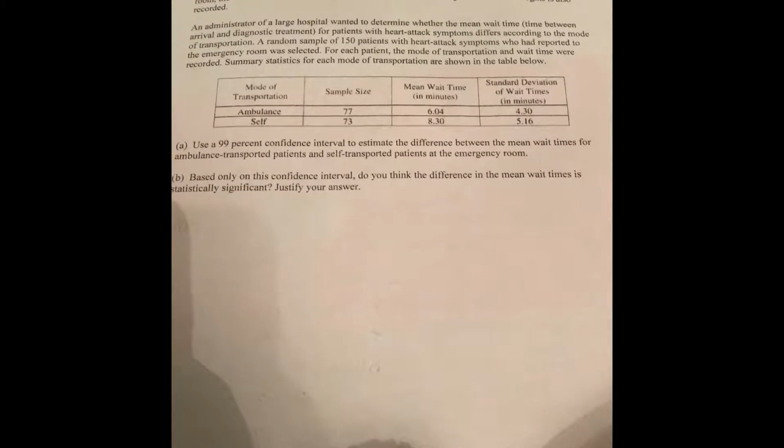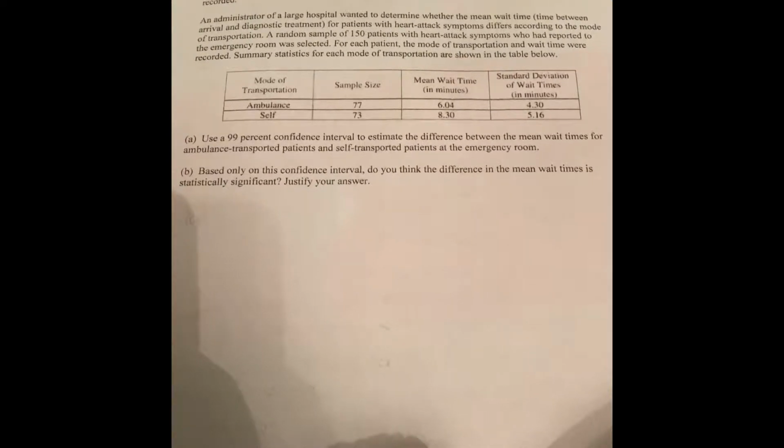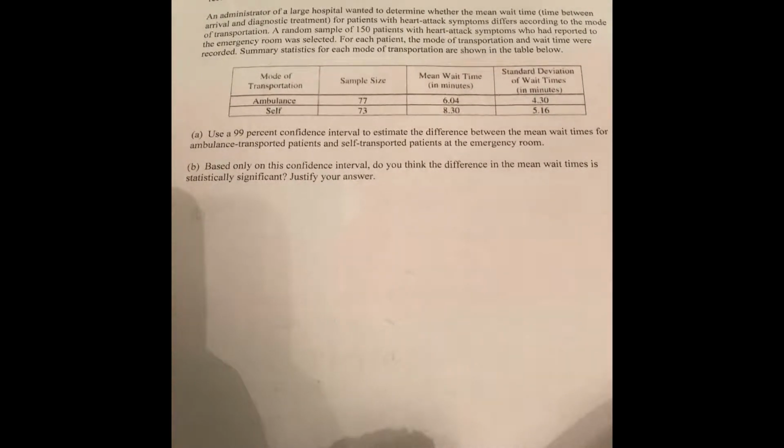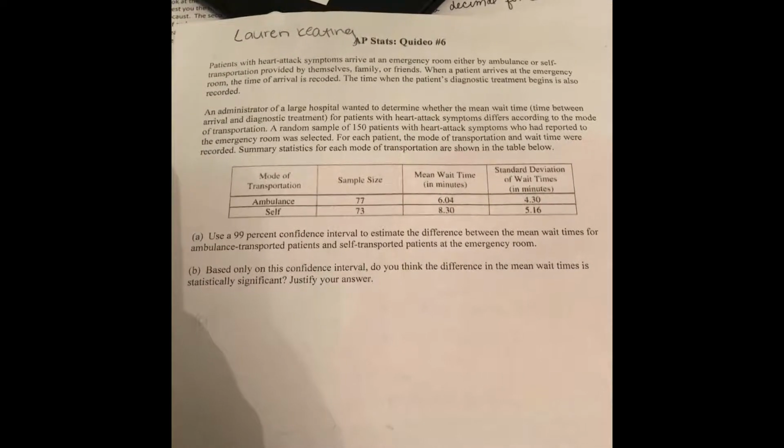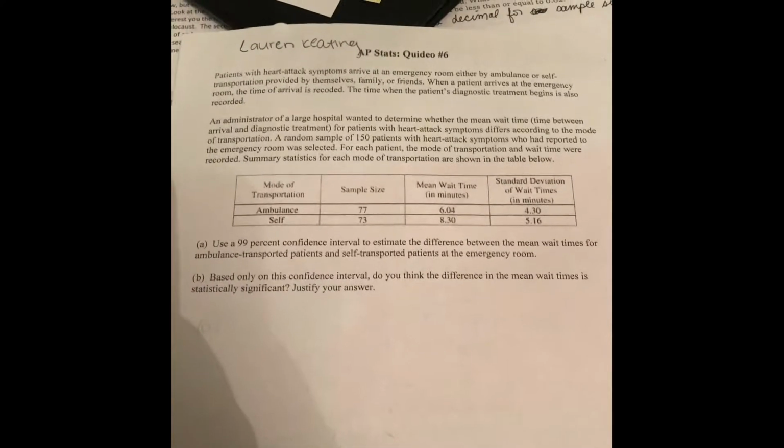This question discusses the difference in mean wait time of patients who express symptoms of a heart attack, based on whether they take an ambulance to the hospital or have some sort of self-transportation there. Part A asks you to use a 99% confidence interval to estimate the difference between the mean wait times for ambulance-transported patients and self-transported patients in the emergency room.